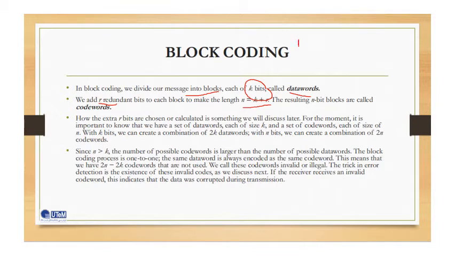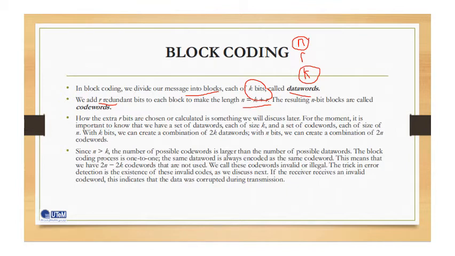n is the code word size, r is the redundant bits, and k is the data word size. How the extra r bits are chosen or calculated is something we will discuss later. For the moment, it is important to know that we have a set of data words, each of size k, and a set of code words, each of size n.